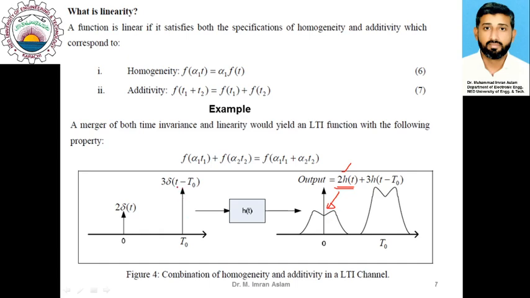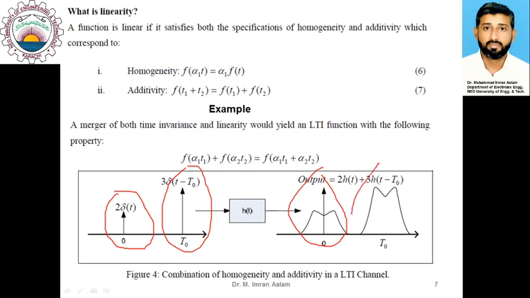In the second part, we have delayed the input. Because it's a time invariant system as well, the same delay T0 is observable in the output, so you get the same output with the same delay. And because this delta t is multiplied by 3, you see this output is multiplied by 3. And third, the additivity: because we have applied two different impulses, that means there are two inputs, the output is the sum of the individual responses of these two.